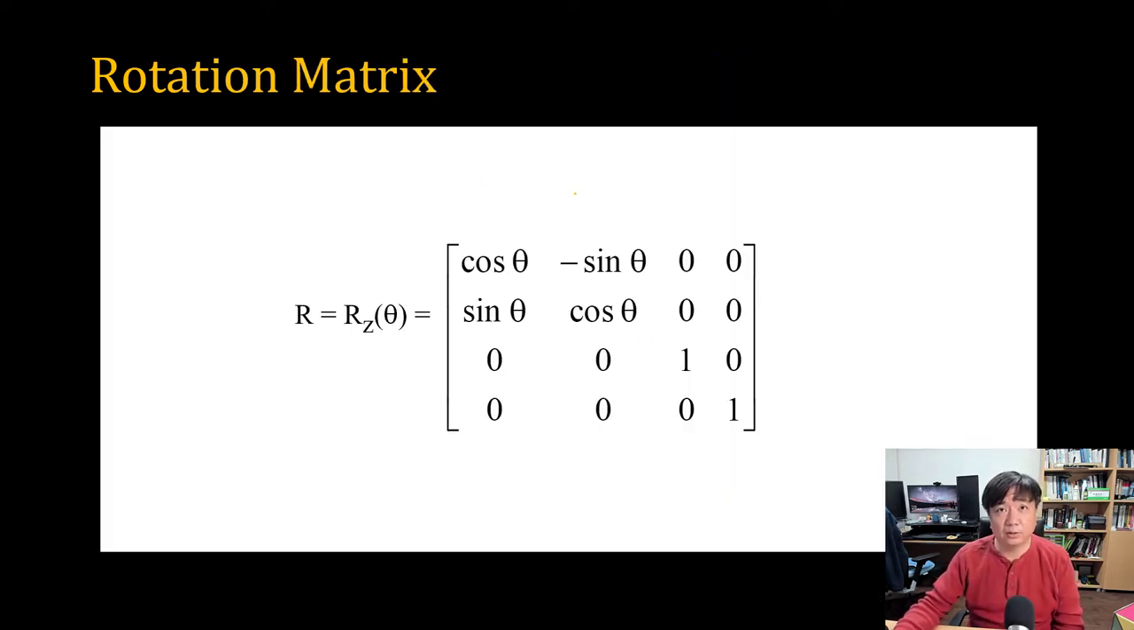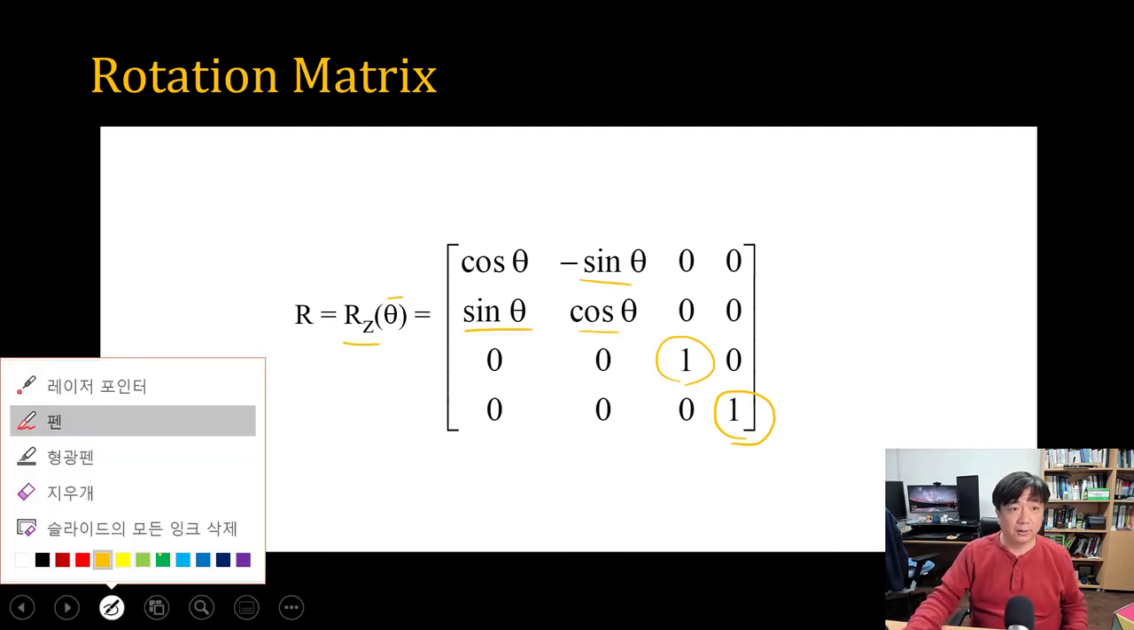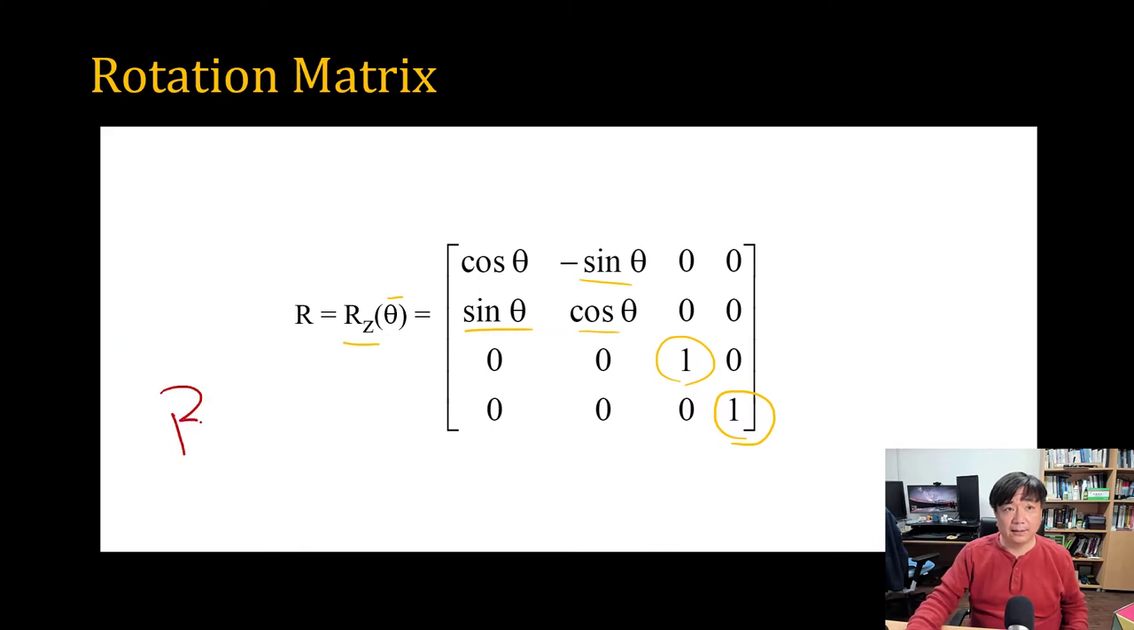In homogeneous coordinates, we make the rotation matrix like this. So cosine theta, minus sine theta here, sine theta here. Diagonally, the 1, 1 values are stored here. So that is rotation about the z axis with theta degrees. Okay, I said that it is right-handed. Okay, I'll change the pen. Right-handed coordinate system.